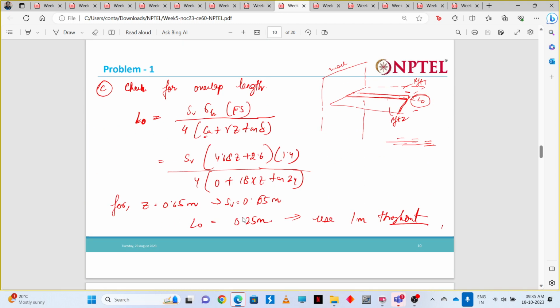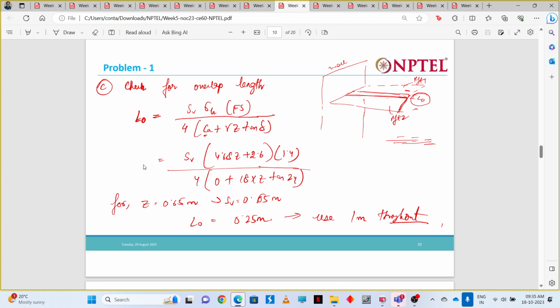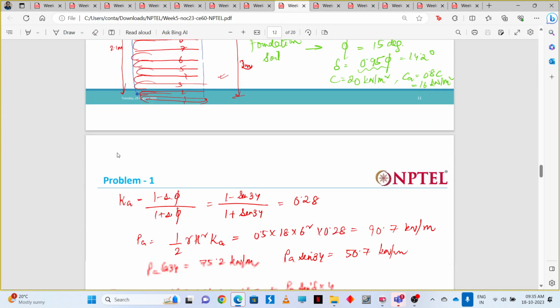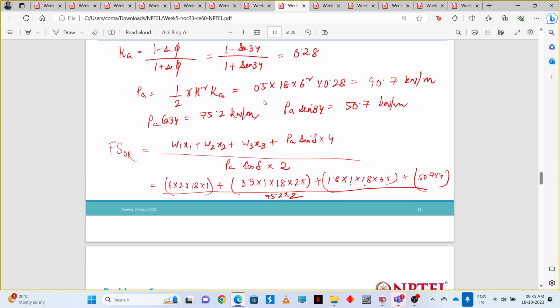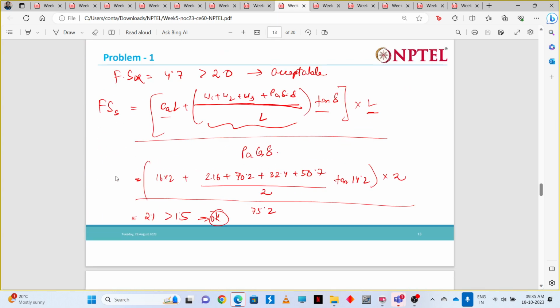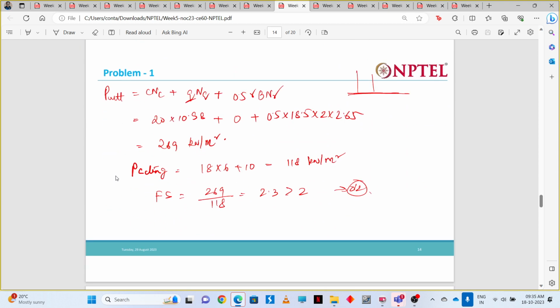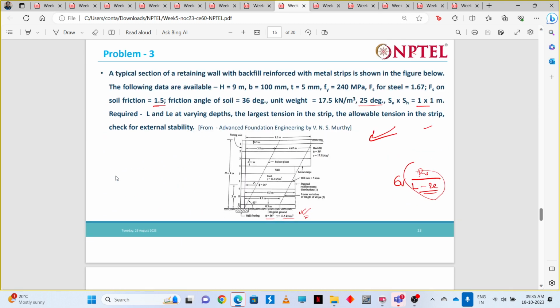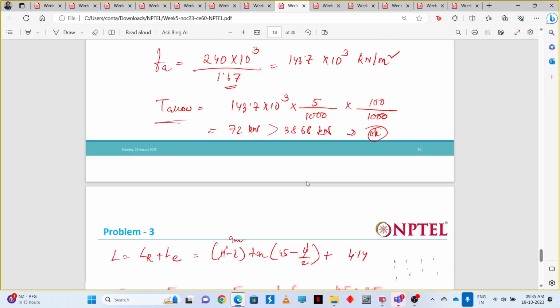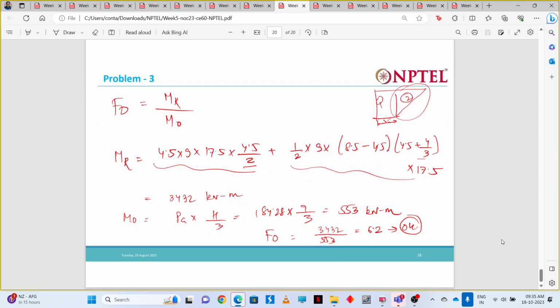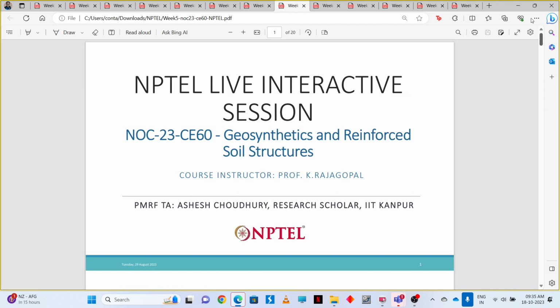Right, so this completed the internal design, which satisfied the internal stability. Okay, and after that we need to check for the external stability. So then we checked the external stability, which is the overturning stability and the sliding stability. Okay, similar to this, some more problems we solved. So that was it.